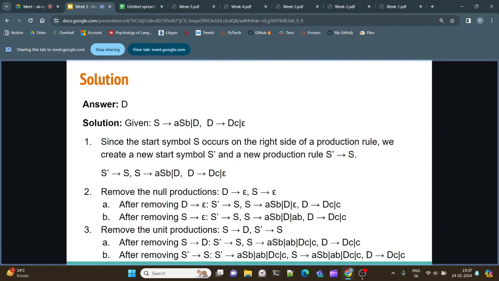Ma'am, in this question, if I tell in conversion of CFG to CNF, there will be a total of two null productions that we have removed. Am I correct? Yes, these two. Were you able to understand the first one? You were saying you had a doubt a while back. So is D to epsilon clear? How is this happening?